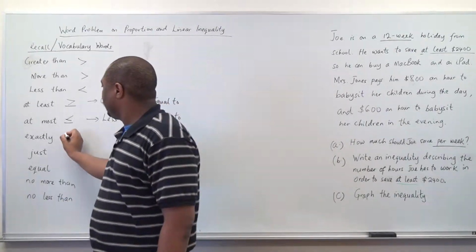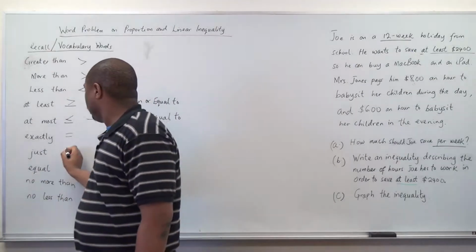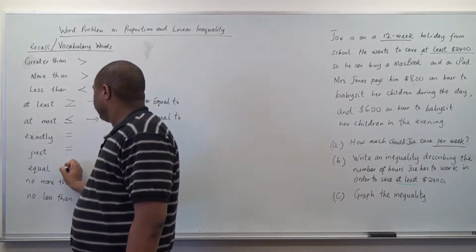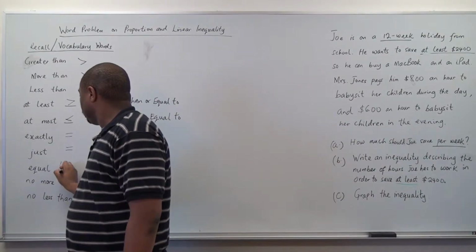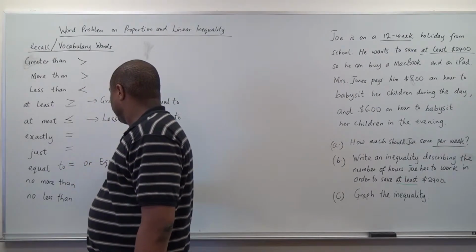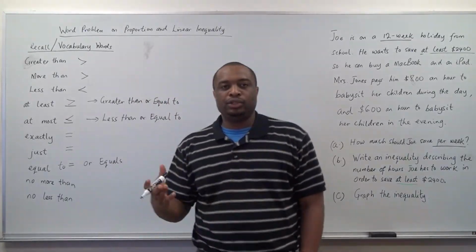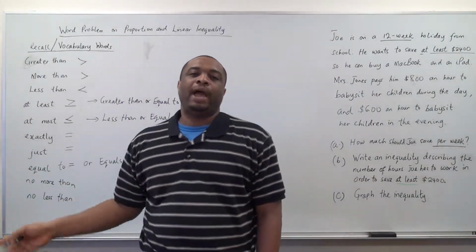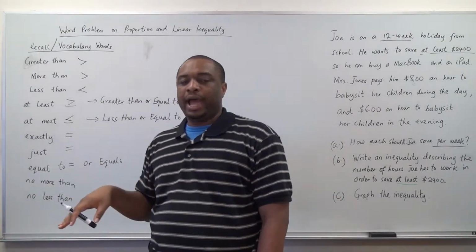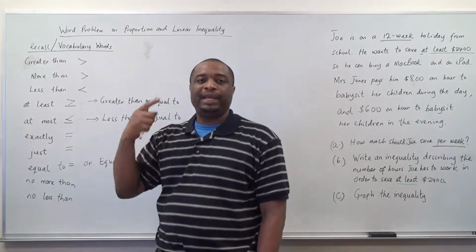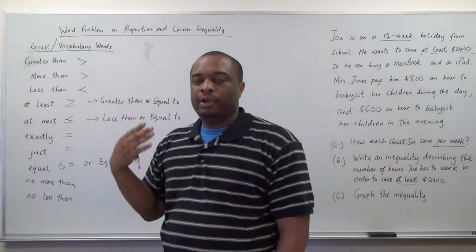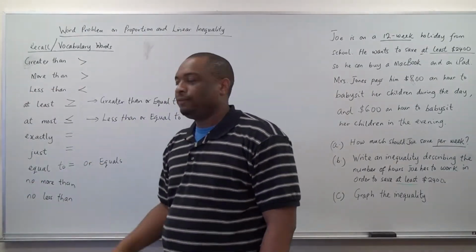Of course, exactly means equal. Just means equal. Just 5. Exactly 5. Equal. This means equal to. Or you can say equals. Maybe you might say 2 plus 3 is just 5. Just. 2 plus 3 is exactly 5. 2 plus 3 equals 5. Or you can say 2 plus 3 is equal to 5. Or you can say 2 plus 3 equals 5.